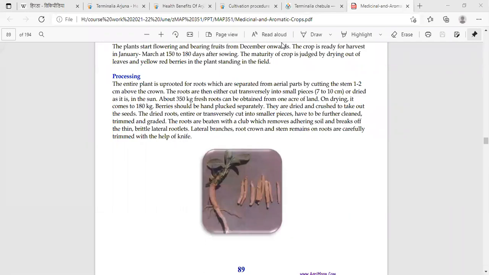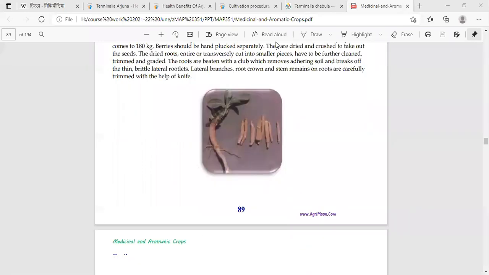They are dried and crushed to take out the seeds. So the dried roots, entirely or transversely cut into smaller pieces, have to be further cleaned, then trimmed and graded. The roots are beaten with a club, which removes the adhering soil and breaks off the thin, brittle lateral rootlets. So the lateral branches, root crown and the stem remain. Roots are carefully trimmed with the help of a knife.